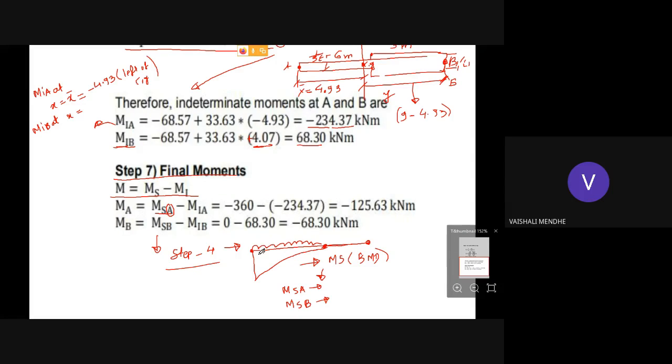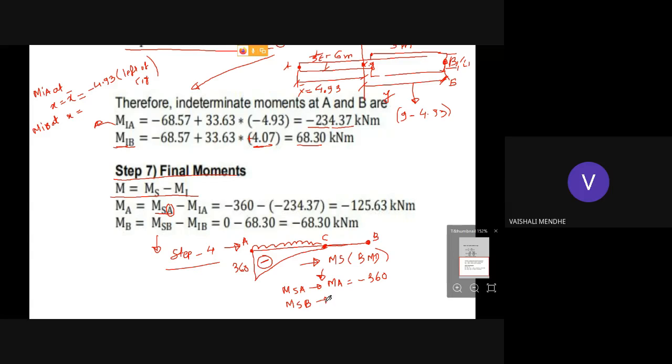तो ये जो moment था, that moment was 360. ये जो moment अपने को मिला था, moment at A 20 into 6 into 6 by 2, so that's 360. और ये moment अपने को minus मिला था. Okay, so this is point A, ये point C है, and this point is B. Okay, this is MS. So here to find out the value of MSA, MSB. So MSA is nothing but moment at A. तो A पे moment कितना आया था अपना? Minus 360. A पे moment आया था minus 360.